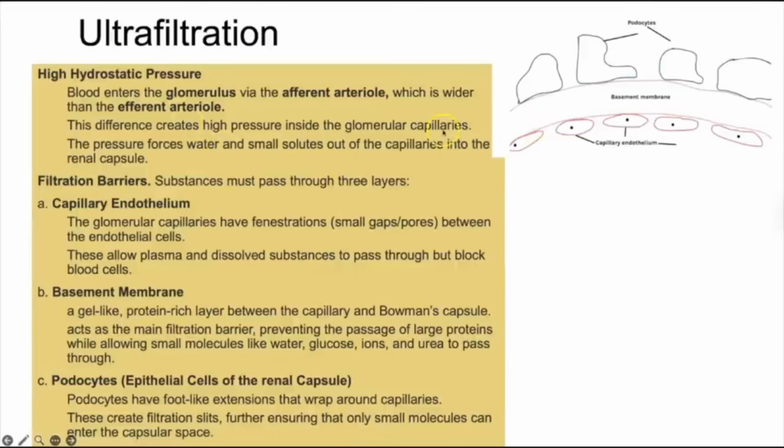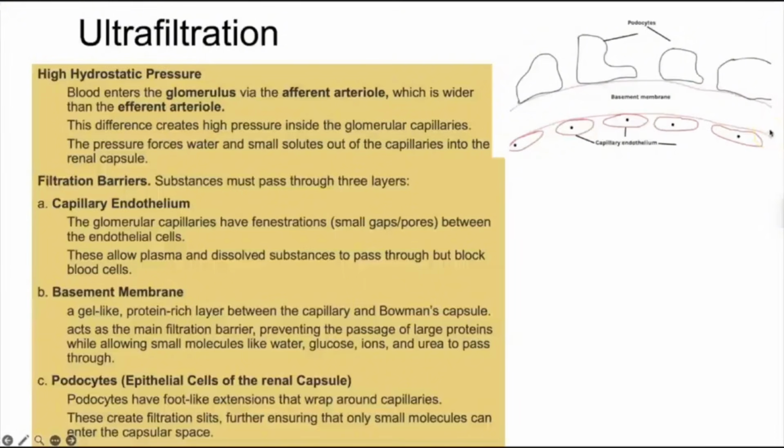Now you do have 3 filtration barriers. We first of all have the capillary endothelium. So the glomerular capillaries have fenestrations, which are these tiny gaps between the endothelial cells. And that will allow things like plasma and dissolved substances to pass through, but it blocks the red blood cells. So by plasma, I mean it'd be like the water, urea, and glucose, amino acids, but blood cells can't fit through there.